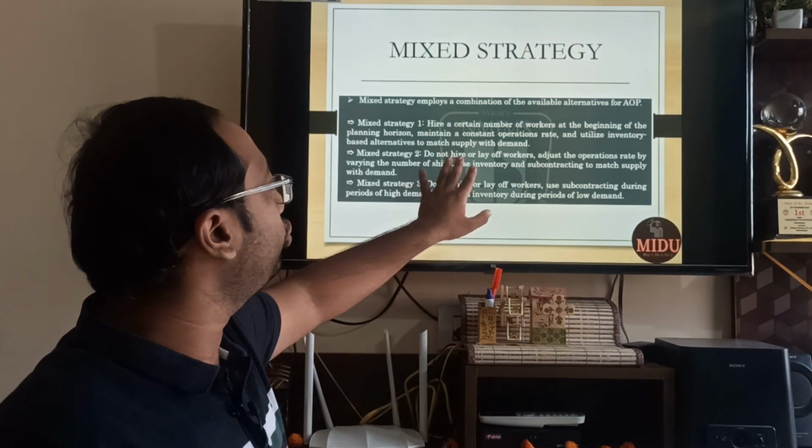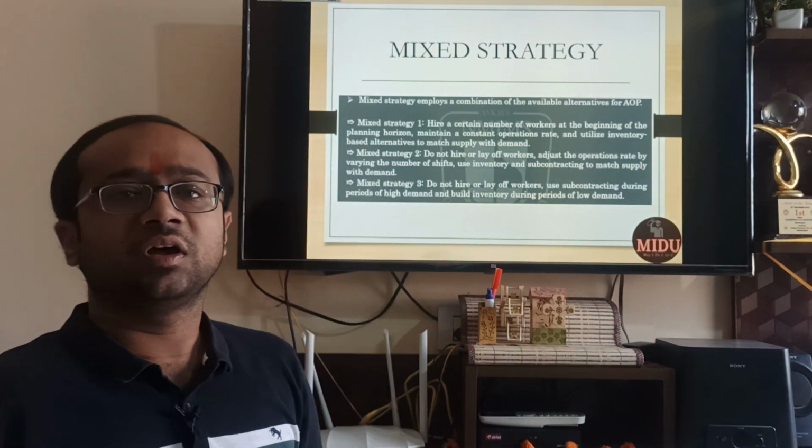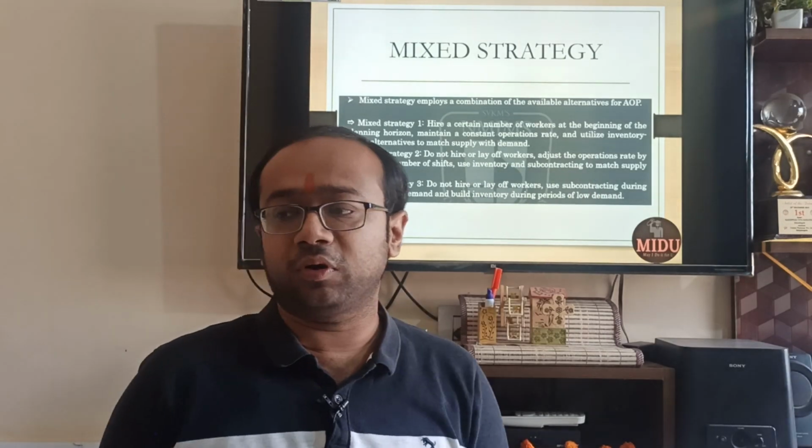Another option can be that you do not hire or lay off, but adjust the operation rate by varying the number of shifts. When lean time is there, maybe you ask people to work in a single shift, otherwise in 2 shifts, right? All those options can be there, and you can even use inventory and subcontracting.